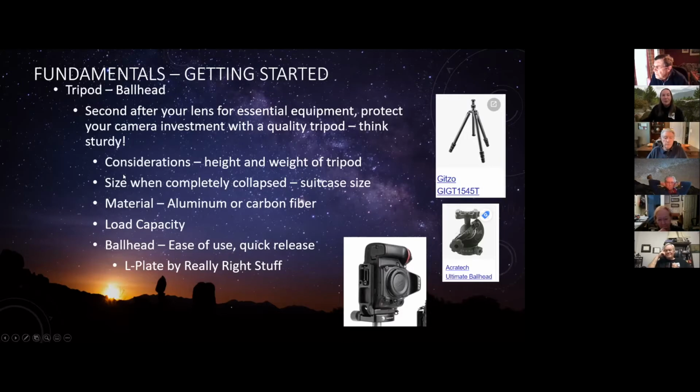So do think about size and when it collapses, and material, the aluminum or carbon fiber. Carbon fiber are usually your travel tripods. They're lighter. Aluminum is heavier. Load capacity: if you're doing some of the night photography things and you've got an equatorial mount and all this stuff, you need to have a tripod that's going to take that kind of a load.